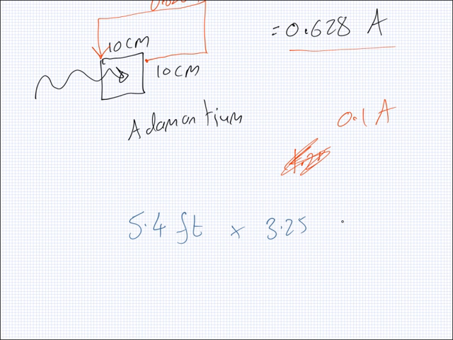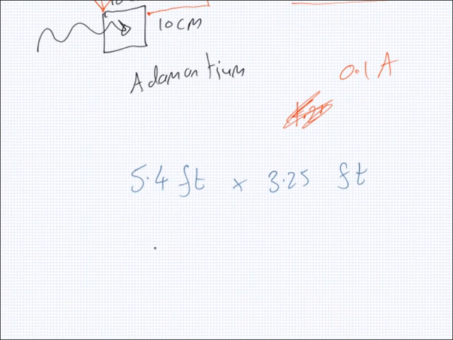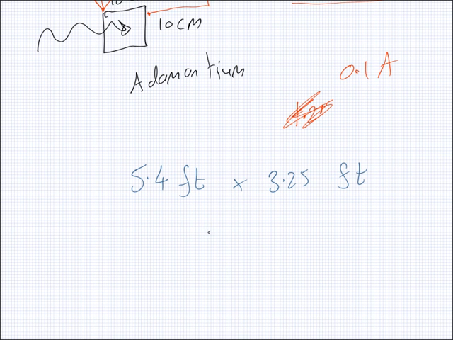Okay, can you type in 5.4 feet into centimeters? And could you type in 3.25 feet into centimeters into Google? What do you get? 164.6 centimeters by 99.06 centimeters. Okay.